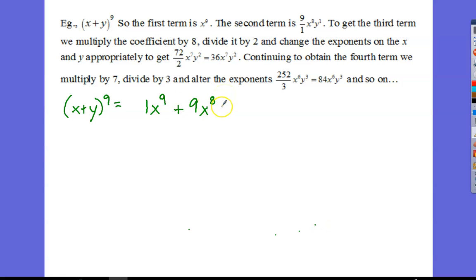But then this power of x would go down by 1, and this would go up by 1, and so on and so forth. And then we can keep getting this next coefficient. My next coefficient ends up being 36. Again, down by a power, up by a power, and so on and so forth.